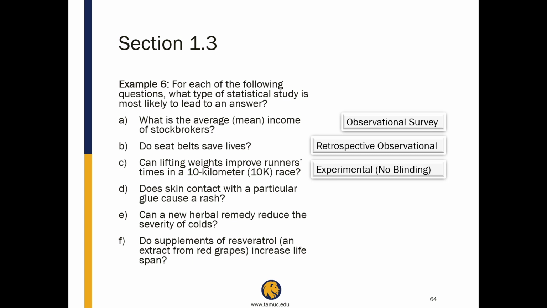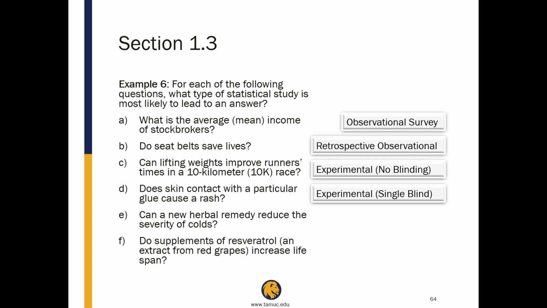Well, we do understand that that would be an experimental study where one group is exposed and one group is not exposed to the particular glue. It's not a huge ethical concern either, because they're not trying to do anything too dangerous there. Single blinding might make sense here, just to make sure there's no influence on the placebo effect. So an experimental single-blinded study could be used there.